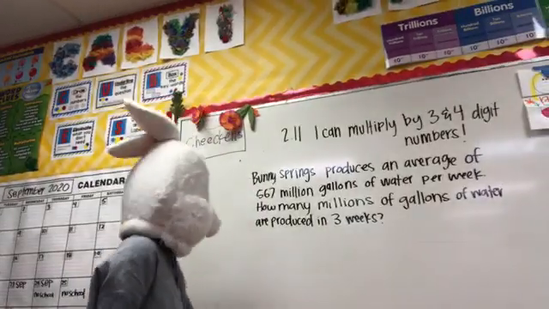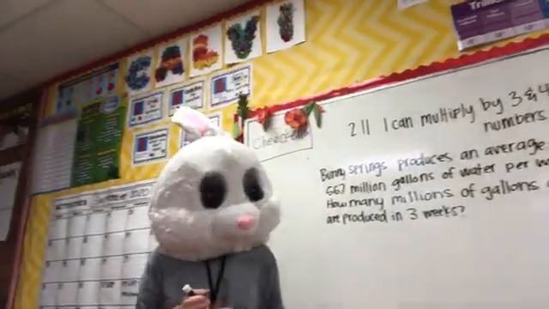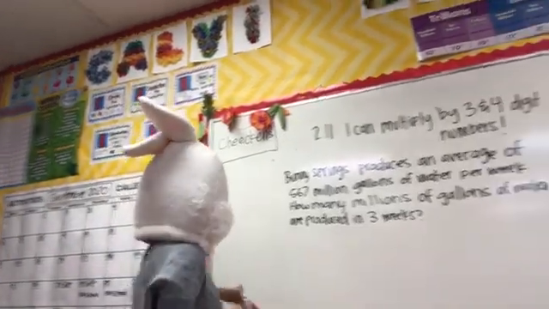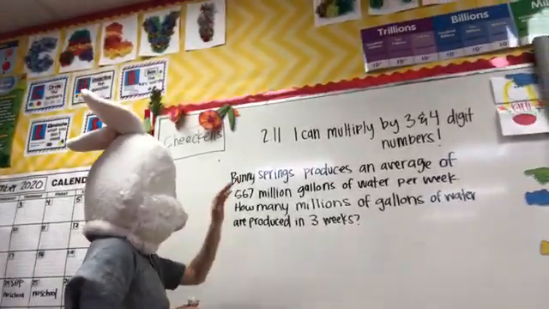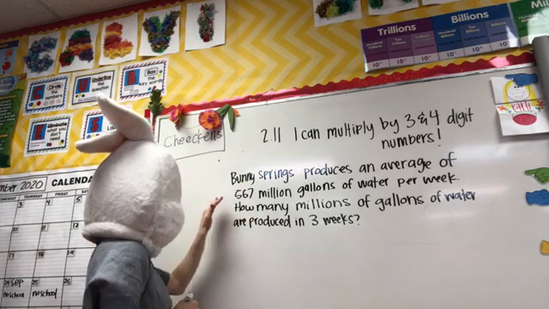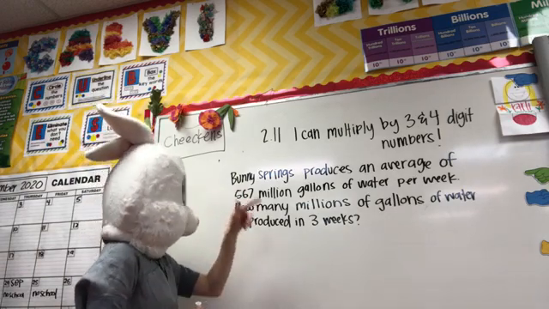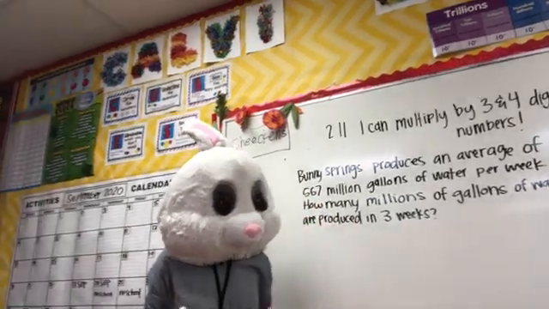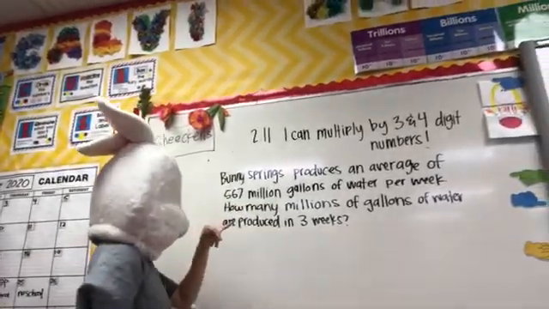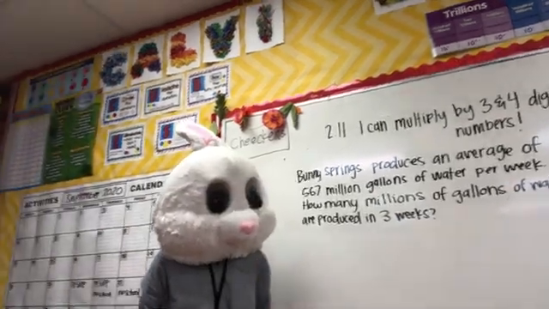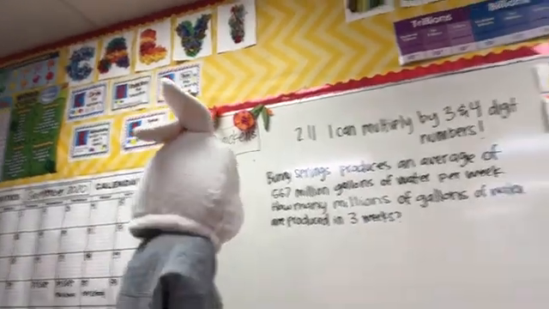All right. So our unlock the problem today says Bunny Spring produces an average of 567 million gallons of water per week. That's a lot of water. How many millions of gallons of water are produced in 3 weeks? All right, let's use cubes.